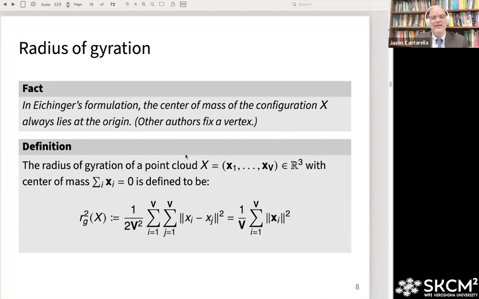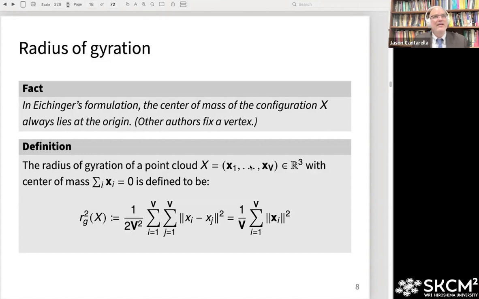If you do that, you can define the radius of gyration to be either half the average squared distance between junctions, that's this middle definition, or since the center of mass is at the origin, just the average squared norm of the positions. So if you're a mathematician, it's not obvious why this particular measurement of the point cloud is the important one. There are two answers I've found for that.